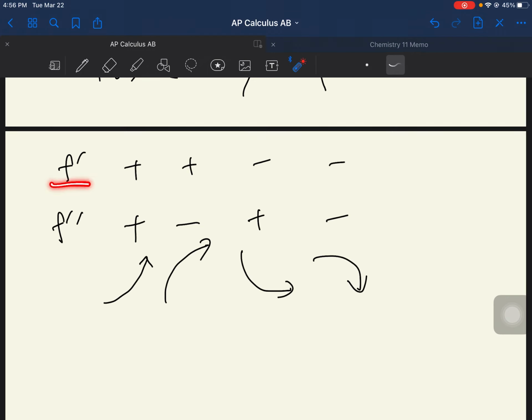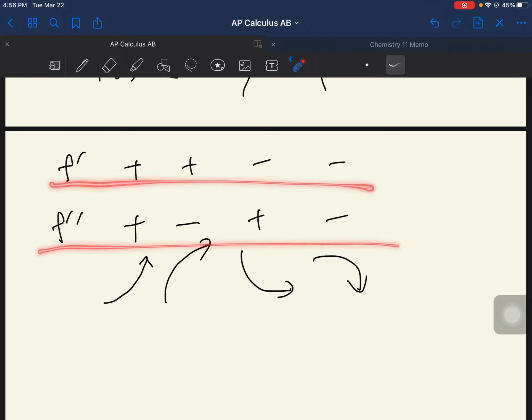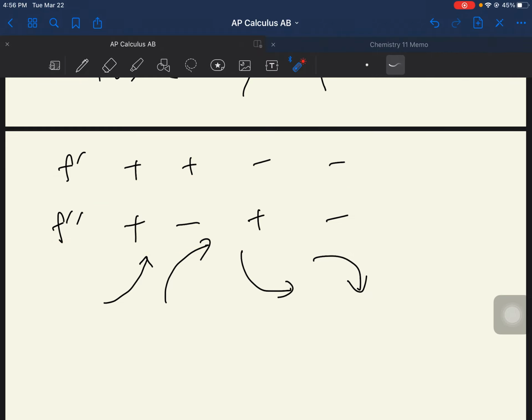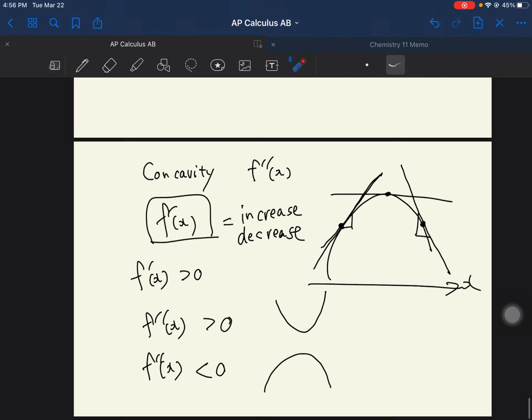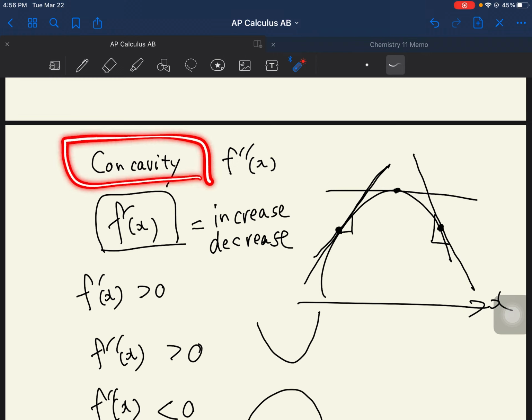So if you find the first derivative and the second derivative, you can easily find the shape of the graph. This is concavity. That's all.